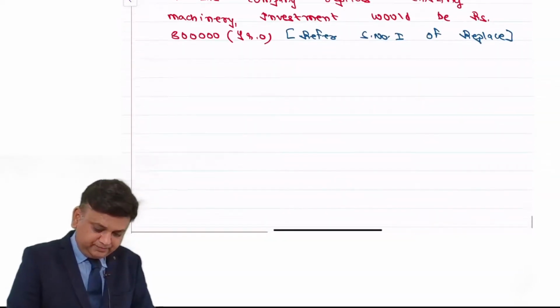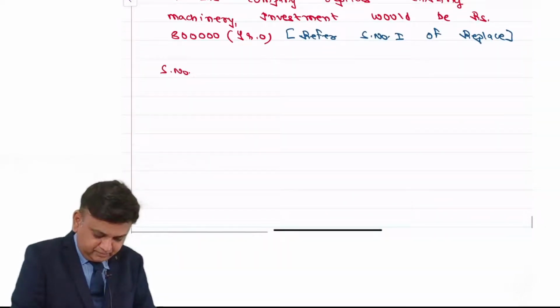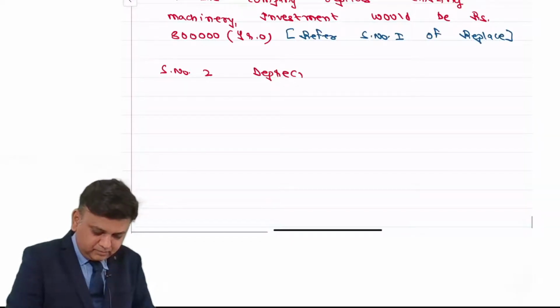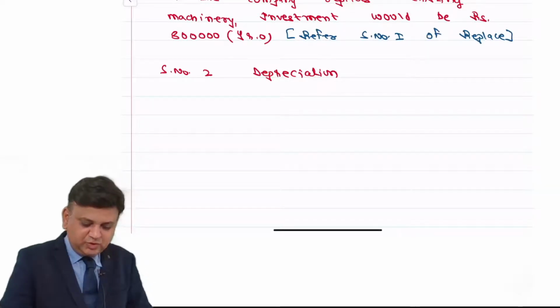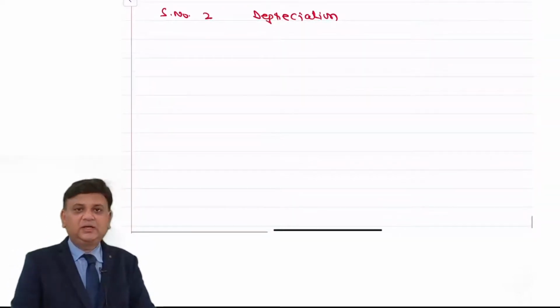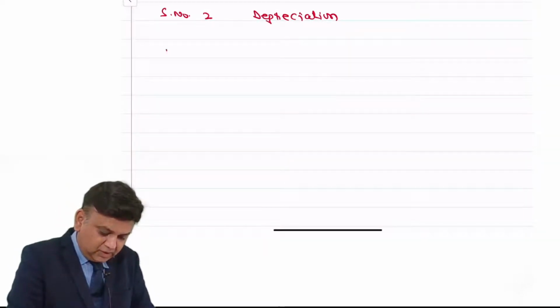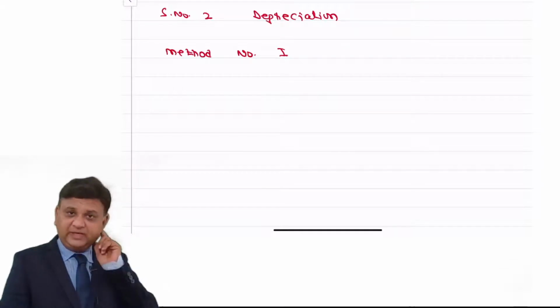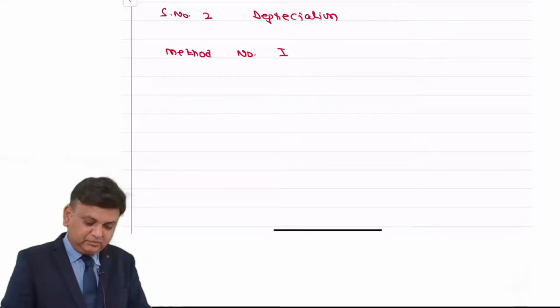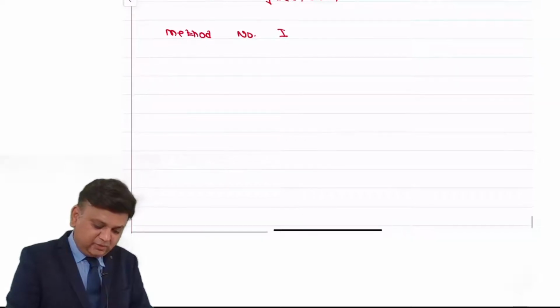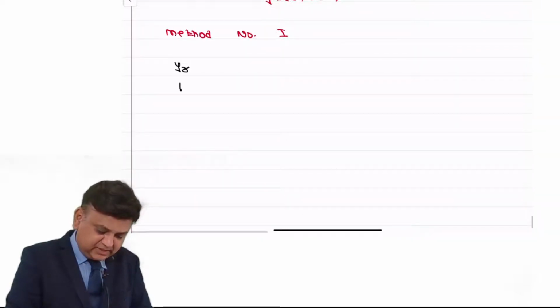Step number 2, depreciation. Dear students, of course you understand that, since it is an incremental approach, it is the incremental depreciation. In that, there are two methods by which you can do answer. In step number 2, you can do answer by two methods. In that, method number 1 is like this.